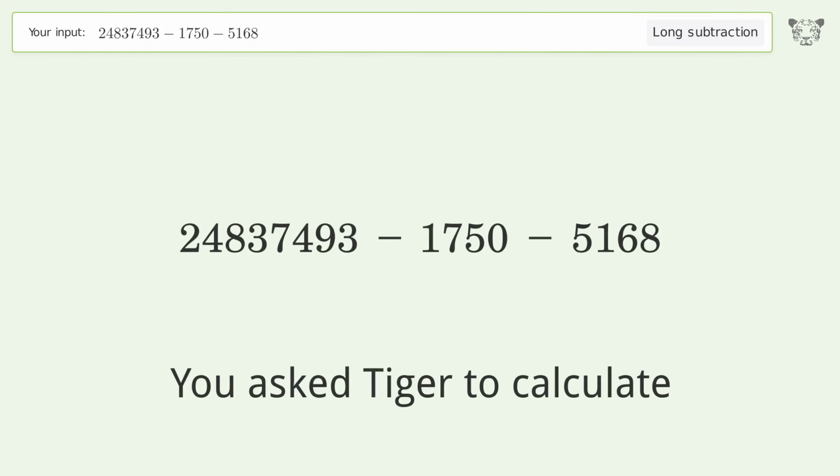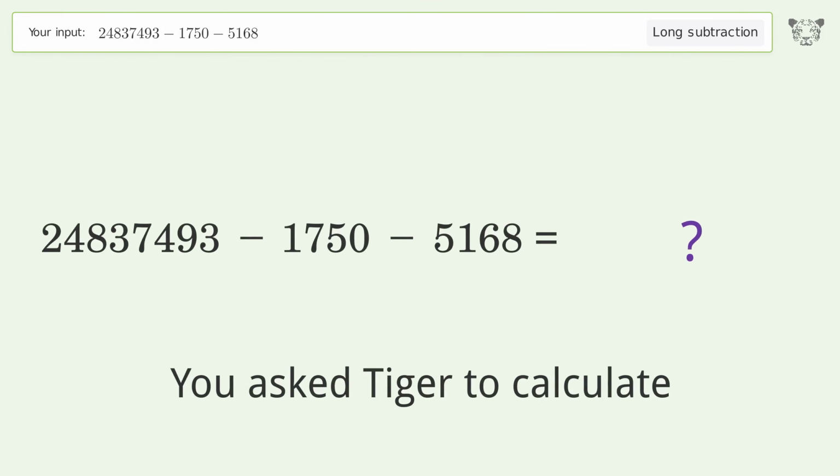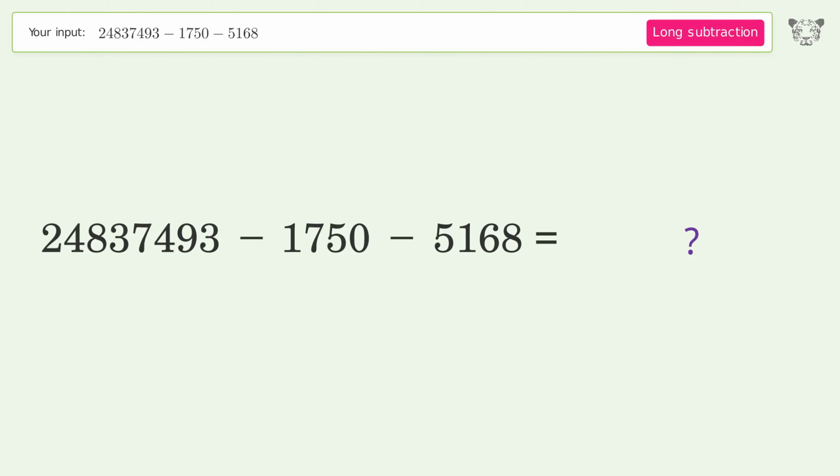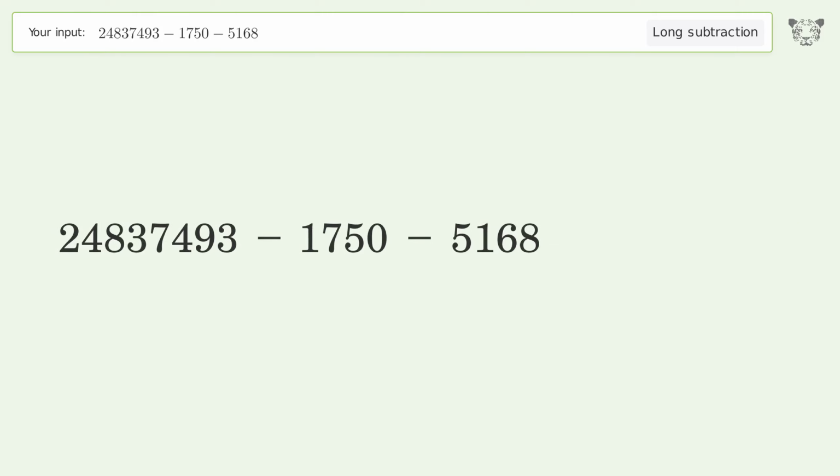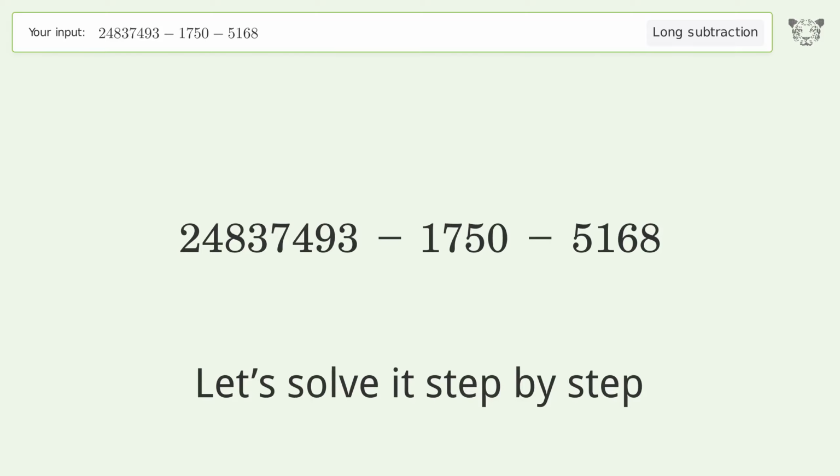You ask Tiger to calculate. This deals with long subtraction. The final result is 24,830,575. Let's solve it step by step.